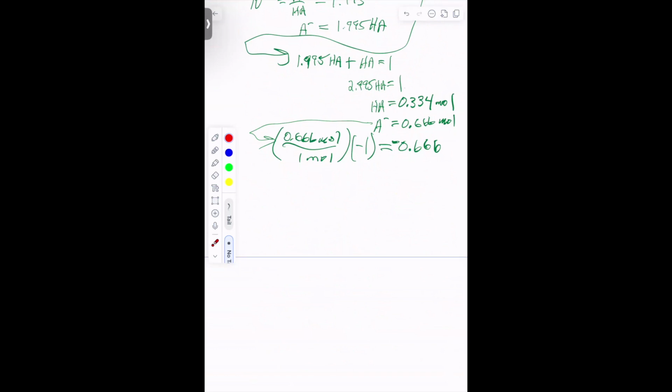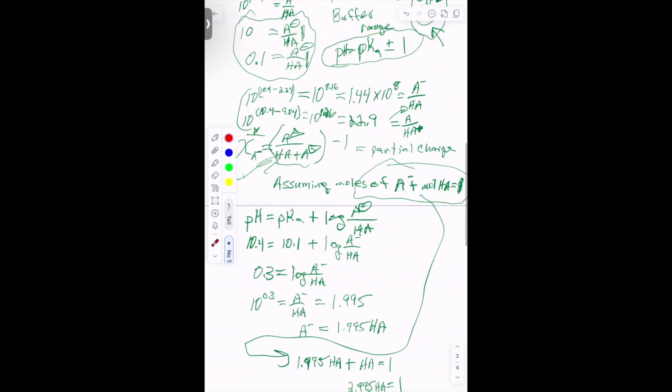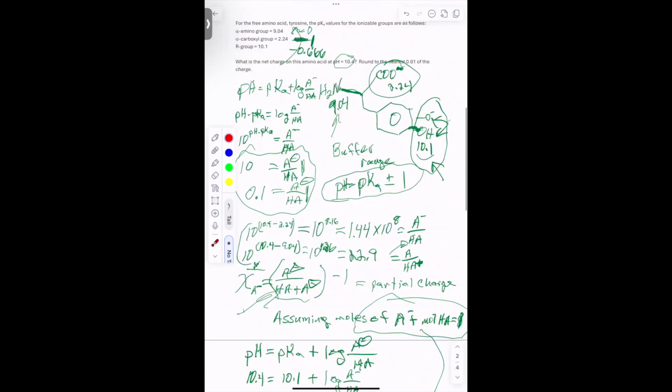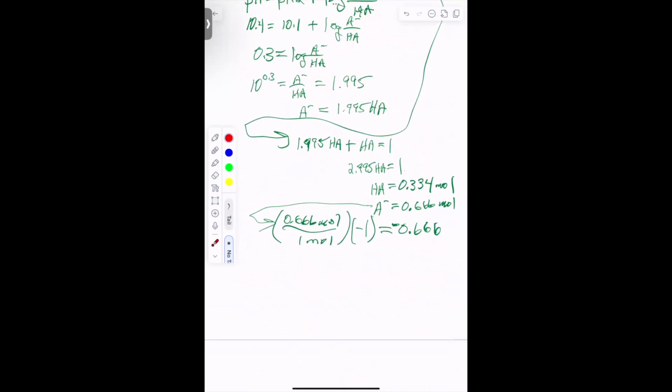Anyway, that being said, you get this final situation because we got the mole fraction of A minus by taking moles of A minus divided by total moles times the charge. All right, so we did that. And now we can do one more. We can go through the same series of steps that I just did, but for the alpha amino group.